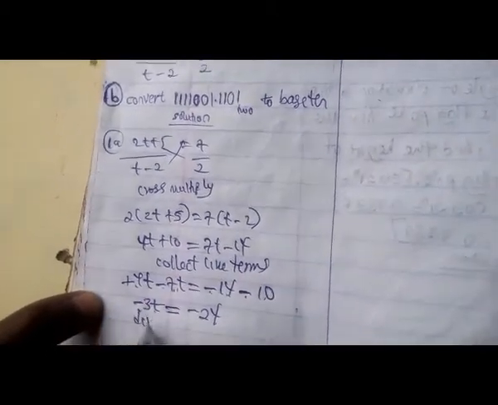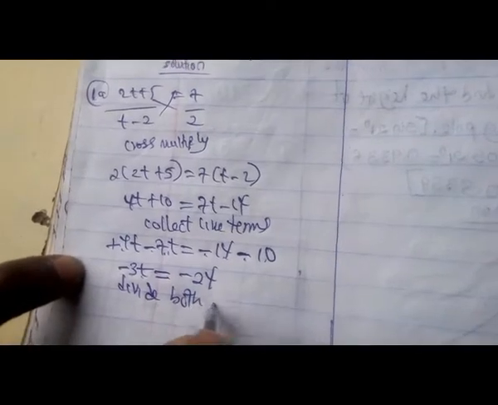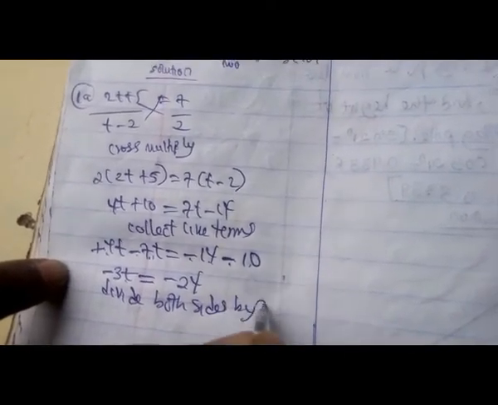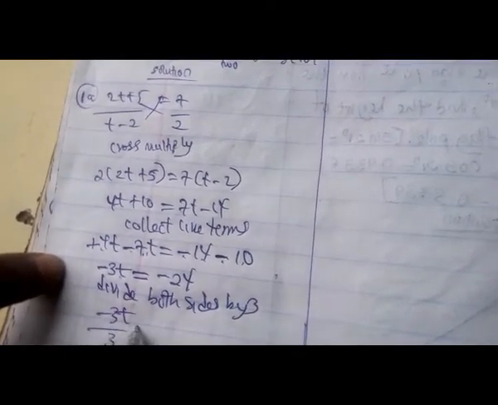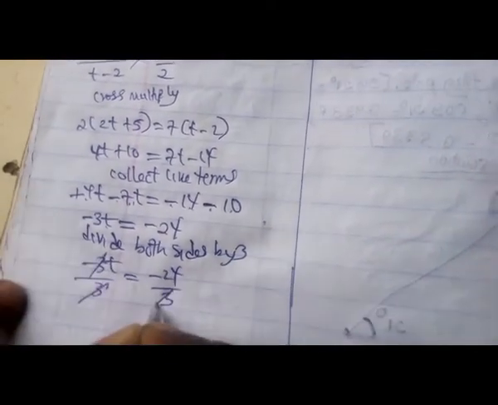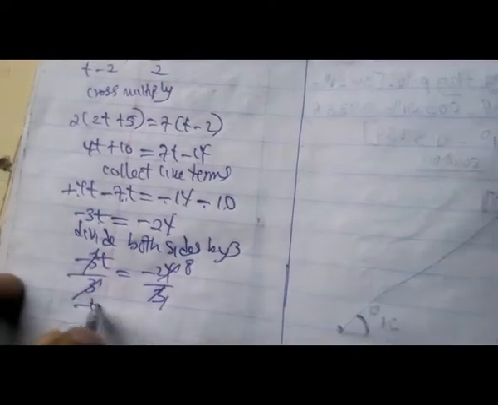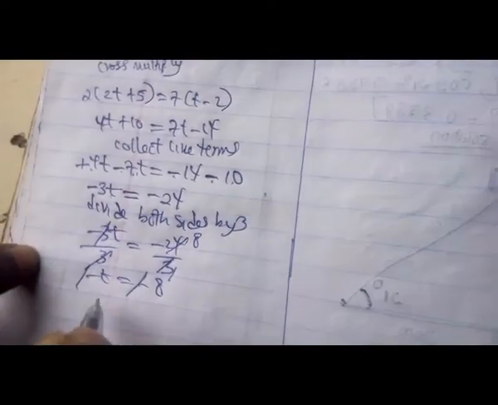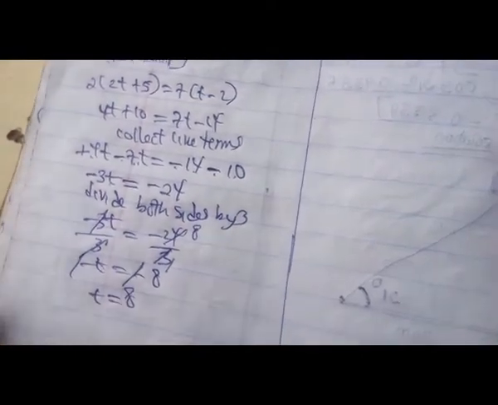Then we divide both sides by -3. That's -3t over -3 equals -24 over -3. 3 cancels 3, so that is 1, and 3 into 24 is 8. So -t is equal to -8. Minus cancels minus, then t equals 8. So that's the value of t.